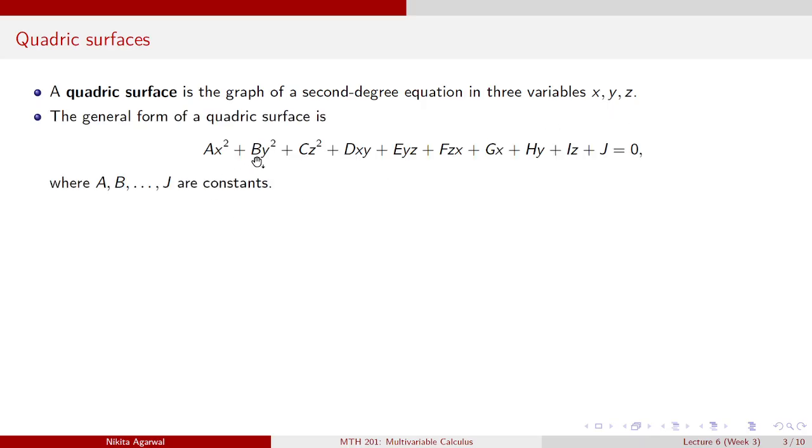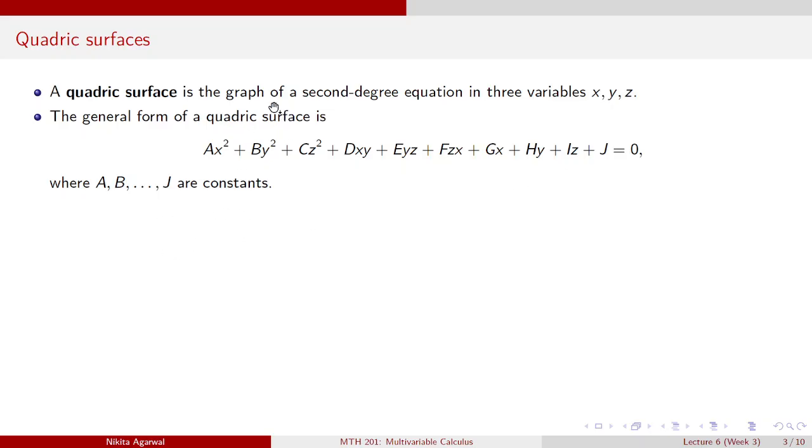The general form of a quadric surface is ax squared plus by squared plus cz squared plus dxy plus eyz plus fzx plus gx plus hy plus iz plus j equal to 0. So this is an equation. You see three variables x, y and z, and all the terms a, b, c, d, e, f, g, h, i, j are constants. They are all real numbers.